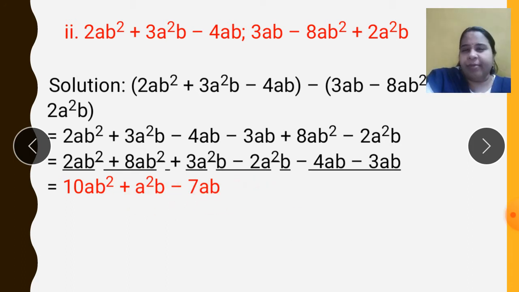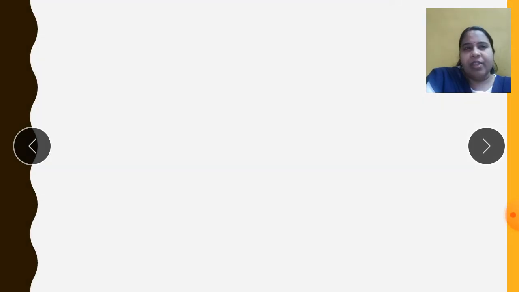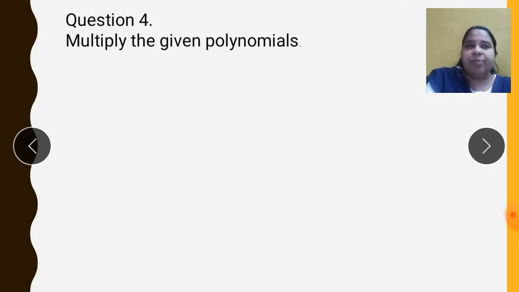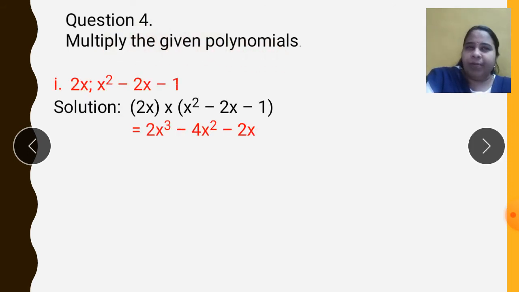I hope everybody has understood this. Yes, similar to what we did in the first question. Concept is clear. Let us move to the next type of question, that is question number 4. Multiply the given polynomials. Now we come to multiplication of polynomials.